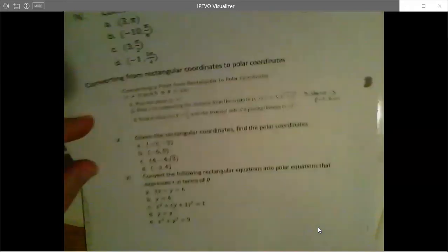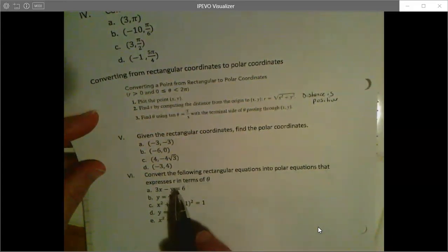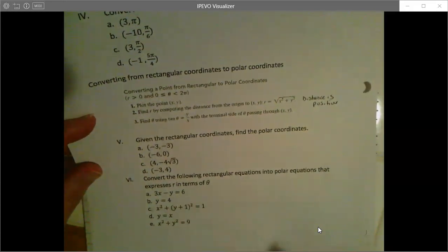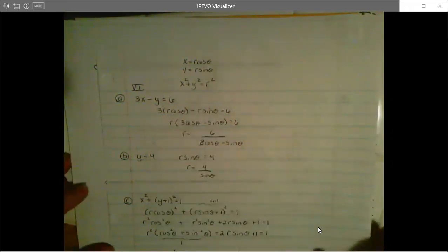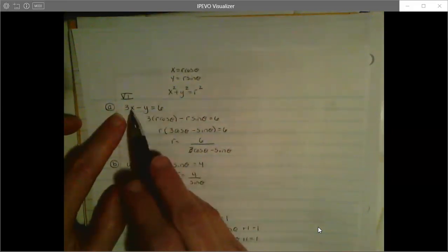Okay. Our last part is converting the following rectangular equations into polar equations that are expressed in terms of theta. So we're going to do it one more time. We're using these formulas: x equals r cosine theta, y equals r sine theta, and x squared plus y squared equals r squared. So we're taking our problem. This is what we're given, 3x minus y equals 6. And we're replacing the x's with r cosine theta, and we're replacing the y's with r sine theta. So we end up with this.